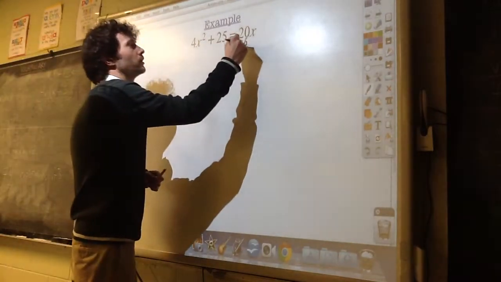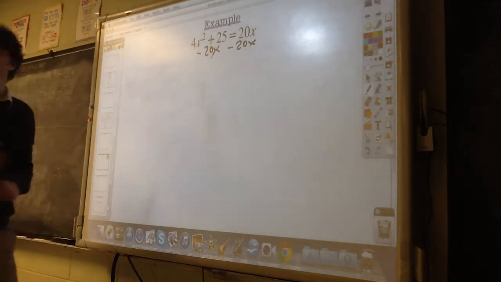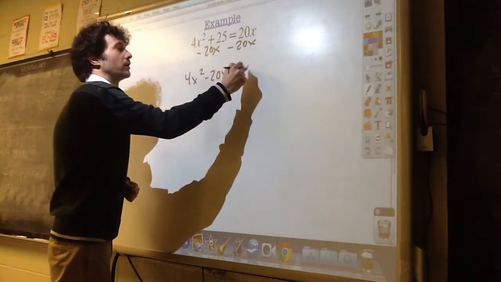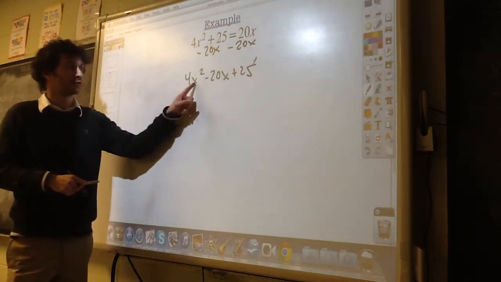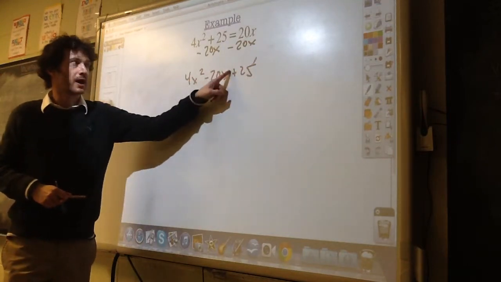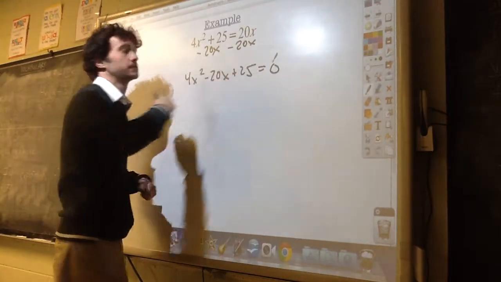So since you told me to subtract 20x, where does it go? It goes between 4x squared and plus 1. Good. So you'll notice I'm writing it in descending order. Remember descending order, where the power of the variables keeps getting smaller? Squared, first power, no power, right? And this equals 0.